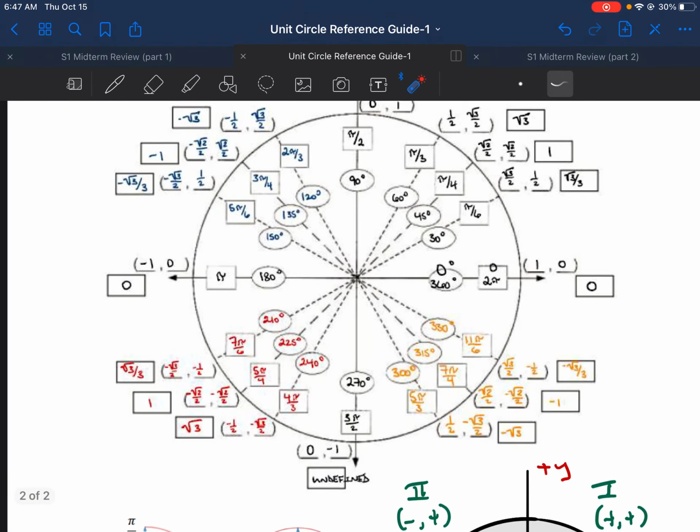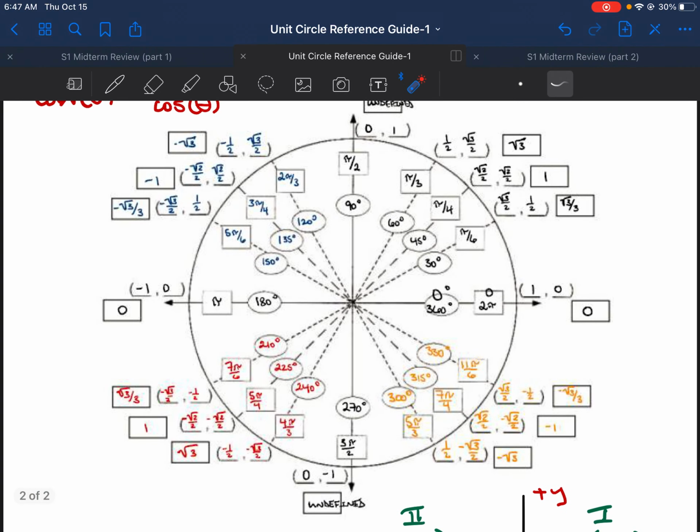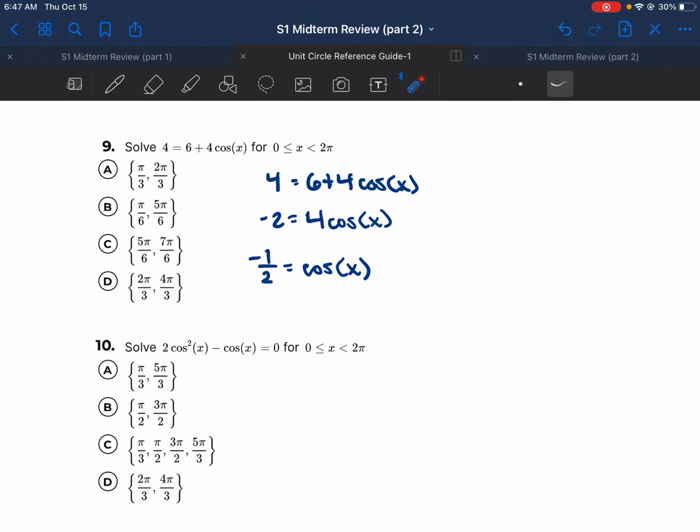So let's look for all the x values, the cosine values, that have -1/2. Well, here's one at 2 pi over 3, and here's one at 4 pi over 3. So x is the set 2 pi over 3 and 4 pi over 3. I think I said A was the answer choice. That's obviously not true. That'd be D.